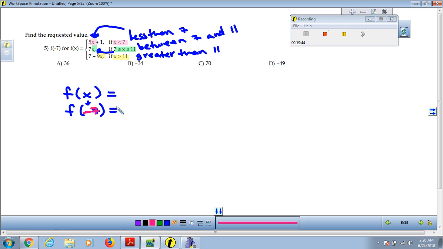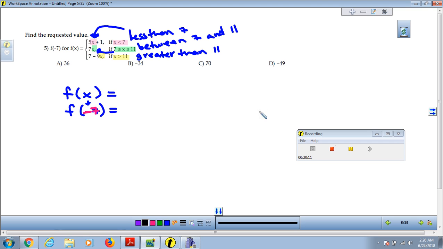The question is, where does this negative 7 fit into which of these 3 descriptions on the domain, let's say. So is negative 7 a number that is less than 7? Yes. So far I would say I would substitute it into this first equation, but let's keep on reading the other ones too anyway. So is negative 7 a number that's between 7 and 11? Nope.